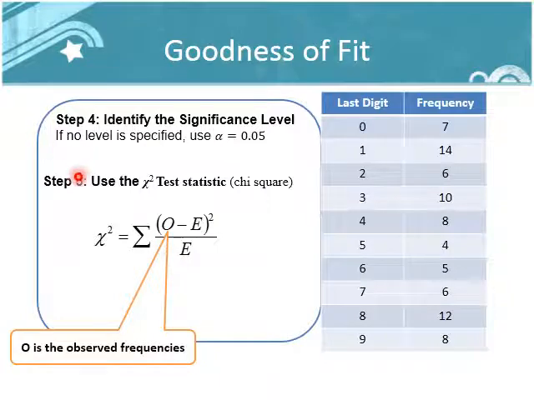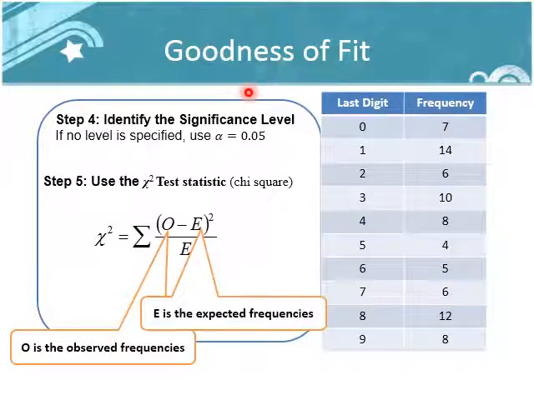Just to clarify what the symbols mean, O is going to be our observed frequencies, and that's what we get from our data. So this is our O column, our observed frequencies. E then is our expected frequencies. And we'll talk about how to calculate or come up with the expected frequencies next.